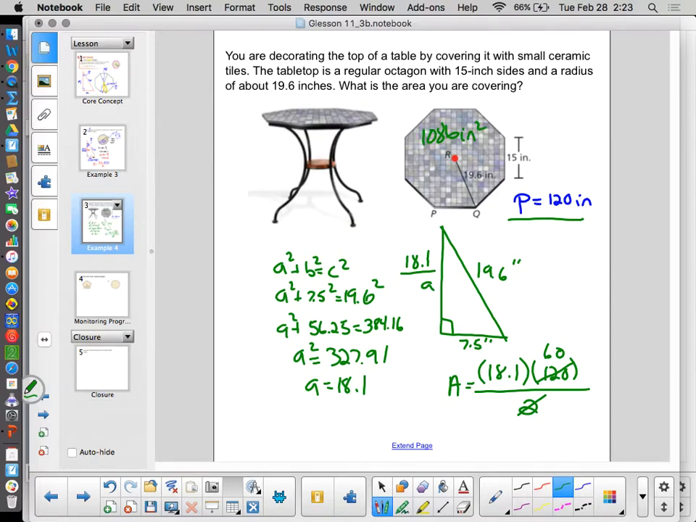inches squared. Why would that be important? Again, if you're tiling that tabletop, you need to know how many square inches you need to cover. Okay, you have 1,086 square inches of tile.